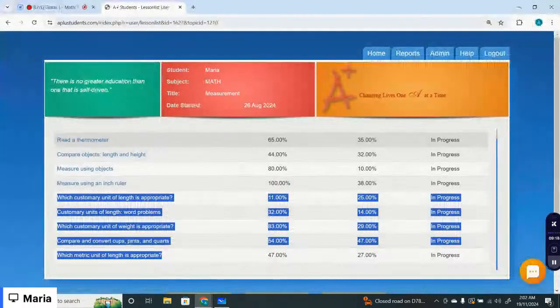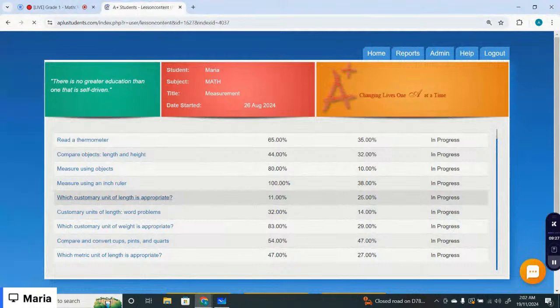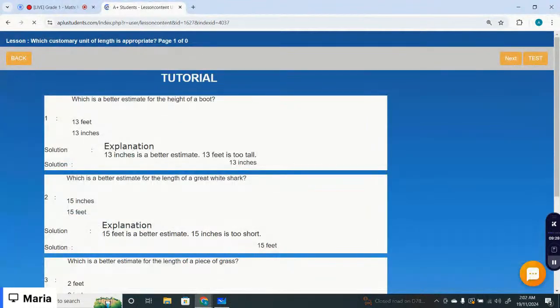Here I am on grade 1 math. The chapter we are on right now is measurement. Let's just start with the lesson, which customary unit of length is appropriate. So let's just start with an example. Which is a better estimate for the height of a boot? 13 feet or 13 inches? So which is the correct option?